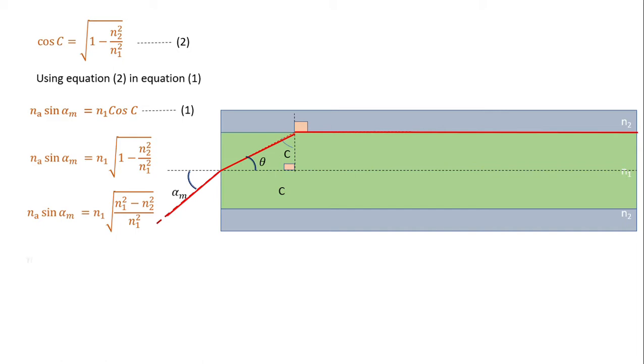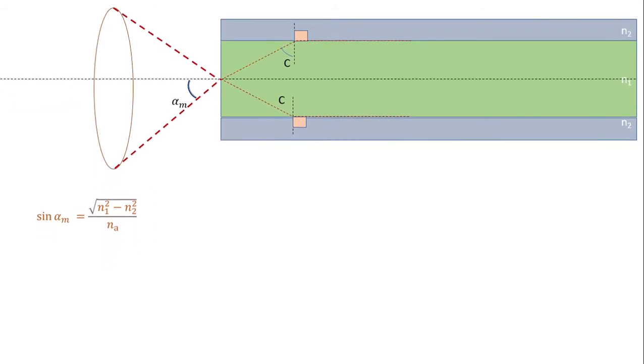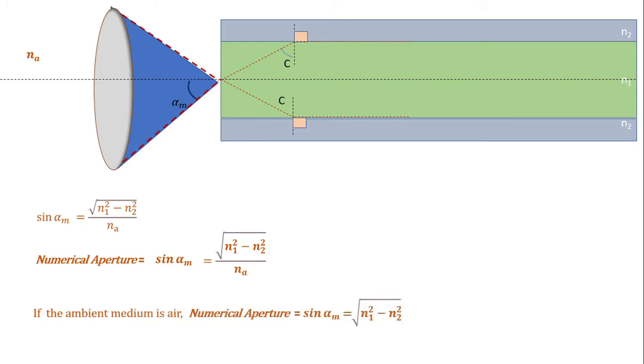On rearranging, sin alpha m is equal to root of N1 square minus N2 square divided by Na, where Na is the refractive index of the ambient medium, N1 and N2 are the refractive indices of core and cladding respectively. The numerical aperture is given by sine of acceptance angle. If the ambient medium is air, Na equals 1, hence numerical aperture is root of N1 square minus N2 square.